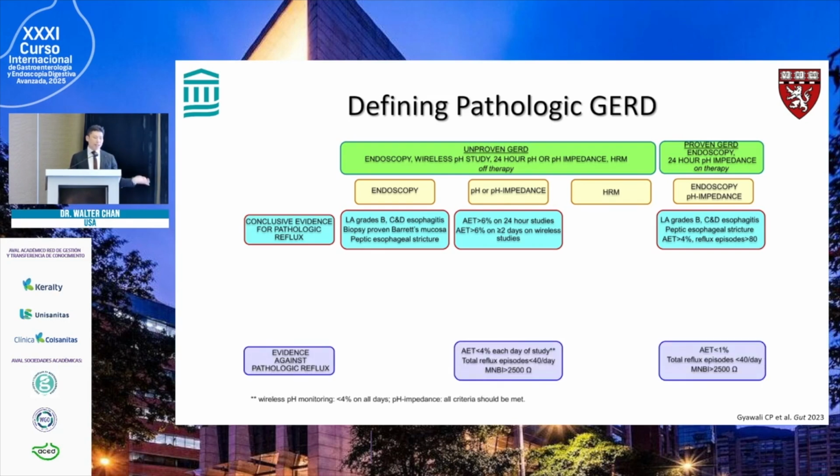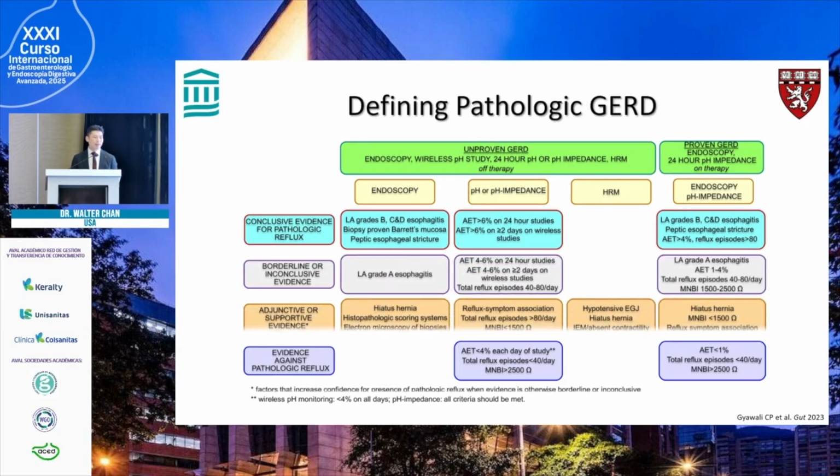On the other side, you have evidence against abnormal reflux, and this is when patients had acid exposure time less than 4% during the study, or if there's a very high mean nocturnal baseline impedance defined as greater than 2,500 ohms, or if they have less than 40 total reflux episodes a day. When you see these, they are evidence telling you that they're unlikely to have abnormal reflux. And there are also other parameters that are borderline or supportive.